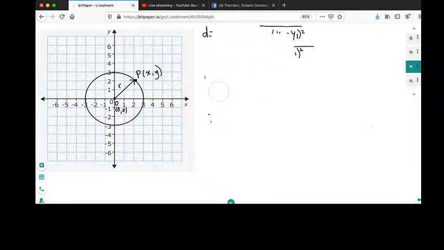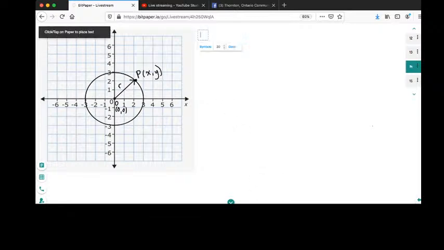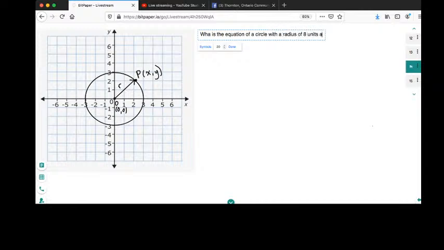So let's say that this is our question. What is the equation of a circle with a radius of 8 units and a center located at the origin? When they say the origin, what they mean is 0, 0. So keep that in mind. I'm going to write that down. Origin is 0, 0. Okay.